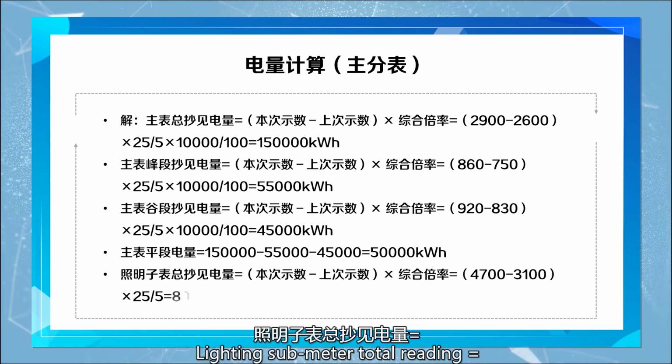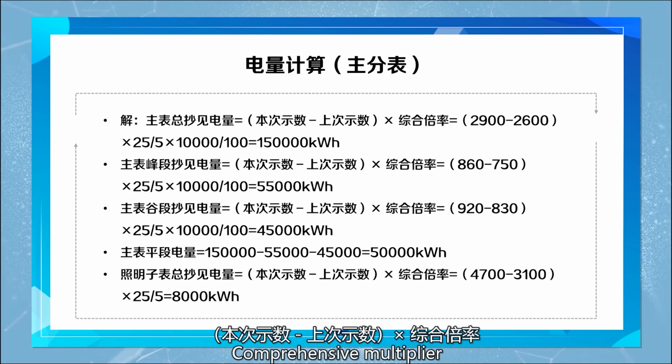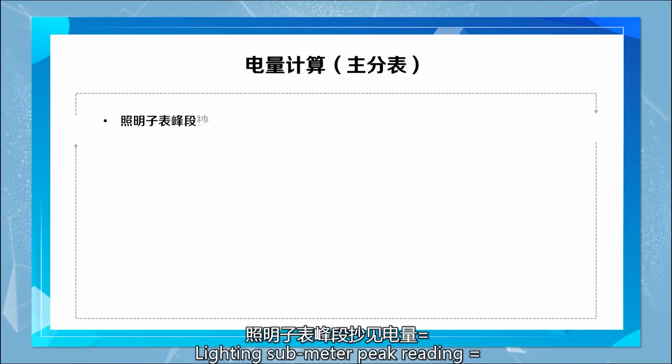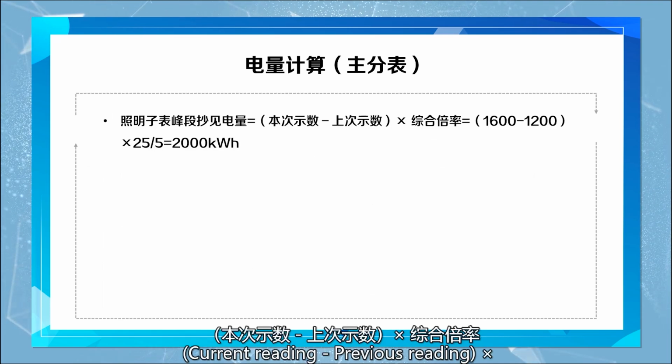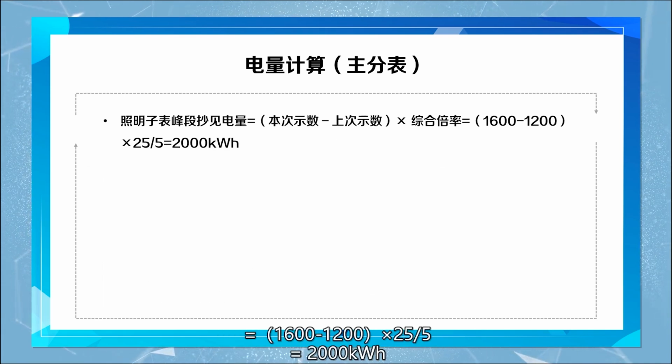Lighting submeter total reading equals current reading minus previous reading all times comprehensive multiplier equals 4,700 minus 3,100 all times 25 divided by 5 equals 8,000 kilowatt-hour. Lighting submeter peak reading equals 1,600 minus 1,200 all times 25 divided by 5 equals 2,000 kilowatt-hour.